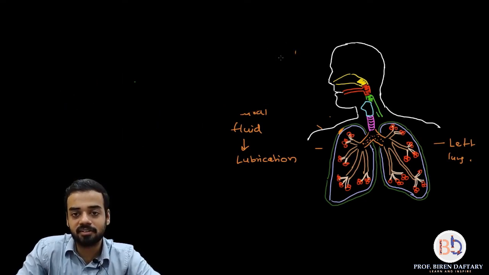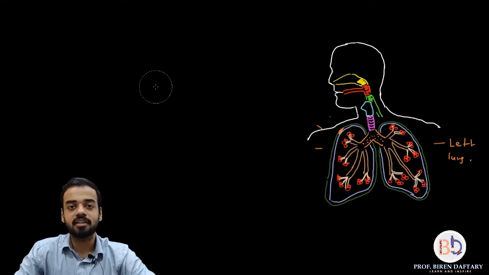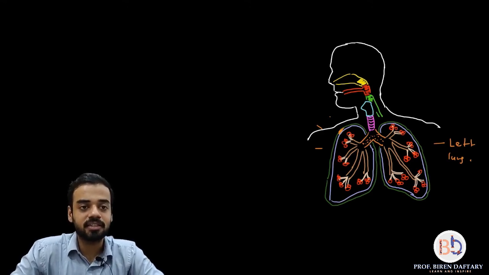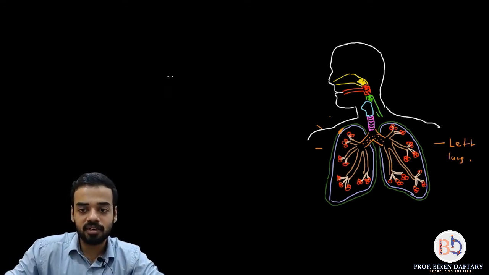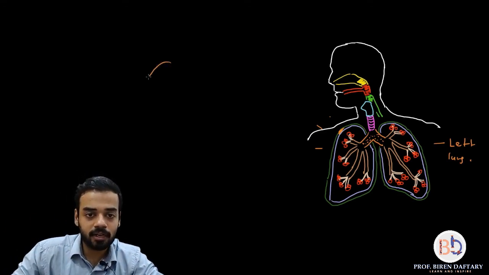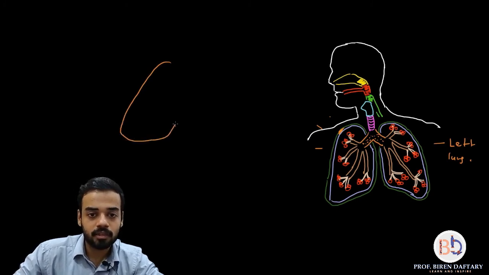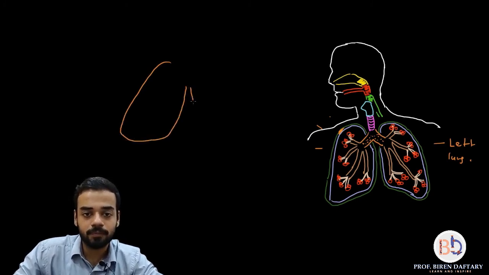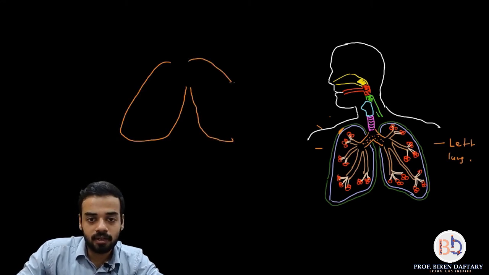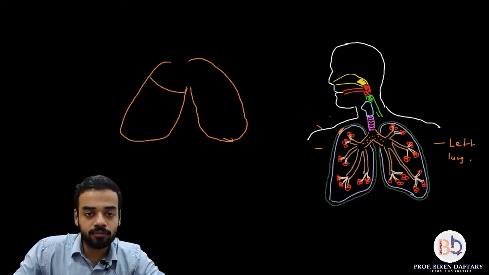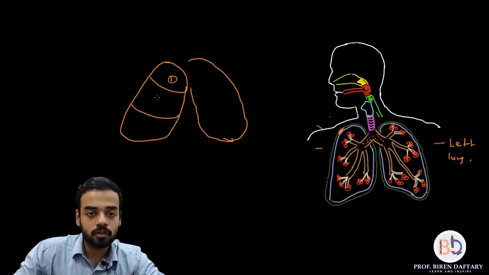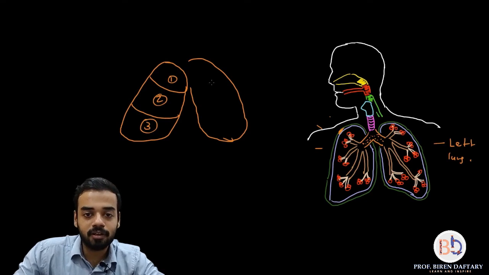Okay, last thing to remember in lungs is the structure of the lungs externally. This is the internal structure, and inside the lungs the bronchioles, the alveolar sacs, all those parts are embedded and attached. If you see the lungs externally, suppose I draw the lungs: this is the right lung and this is the left lung. The right lung is actually made up of three lobes, whereas the left lung surprisingly is made up of only two lobes.